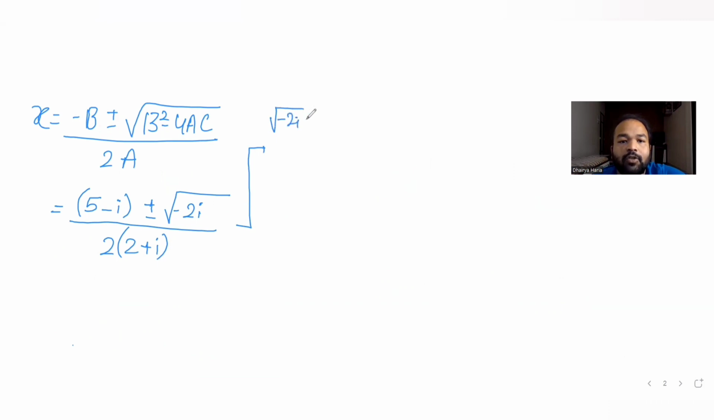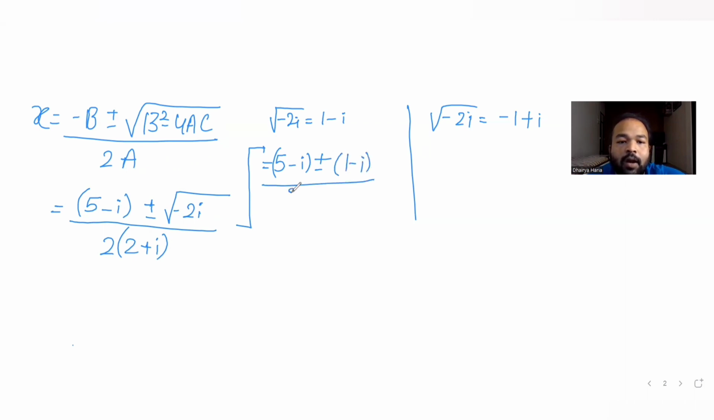First we will see root of minus 2i. I'll put it as 1 minus i. Let's understand what we get here. And root of minus 2i, if I put it as minus 1 plus i. So now first if I put, x is equal to 5 minus i plus minus, here instead of root of minus 2i, I'll put that as 1 minus i upon 2. What you get here is, if I first consider only the plus sign, it makes it 5 plus 1, 6, and minus i minus 2i upon 2 into 2 plus i.